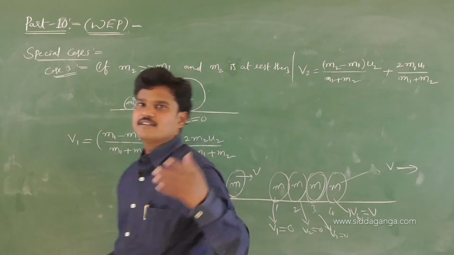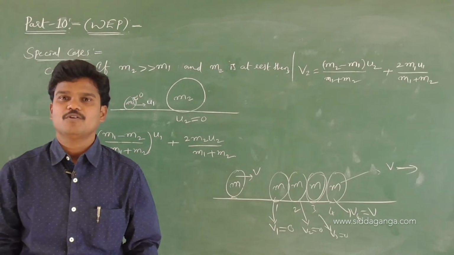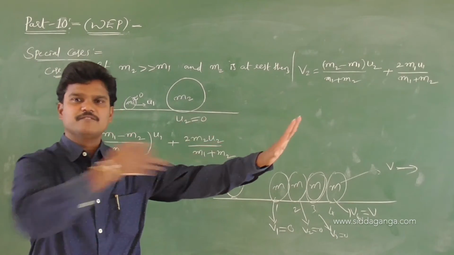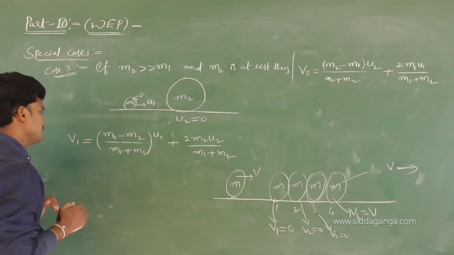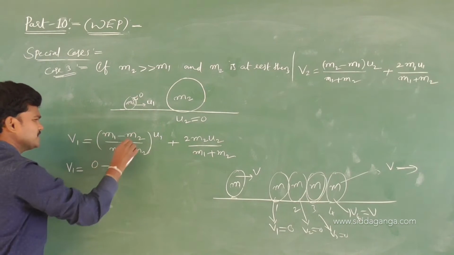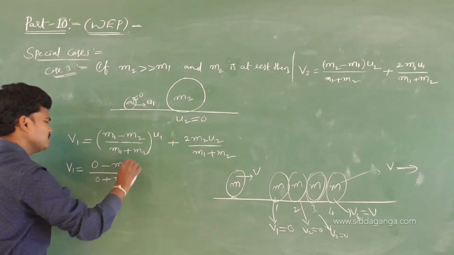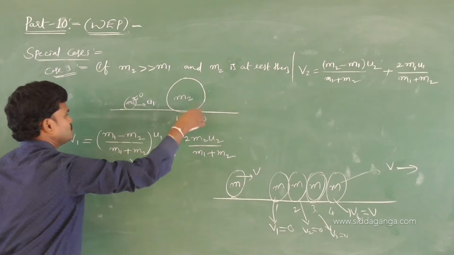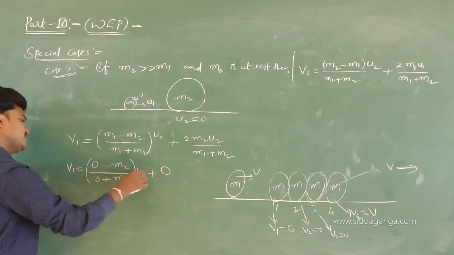If a smaller particle hits the heavier particle, the smaller particle will rebound. Means in the answer you will get a negative sign. If you get the negative, it means correct answer. If a smaller particle hits the heavier particle, it definitely rebounds. Whether the heavier particle will move or not, we will see, based on the mass. So v1 is m1, negligible 0, minus m2, by m1 negligible 0, m2, times u1, and u2 is anyhow 0 since the second mass is at rest. m2 and m2 cancel, minus into u1, so minus u1.